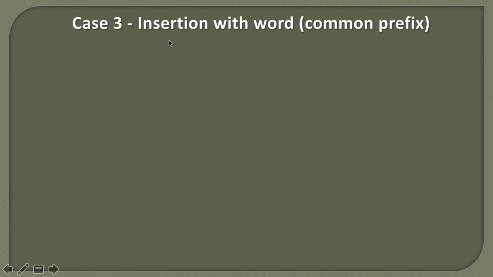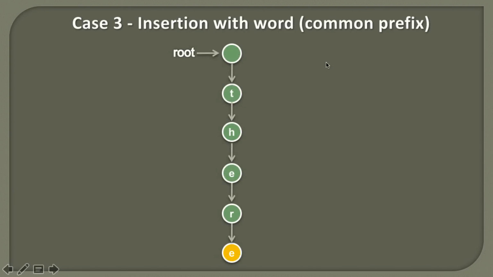Friends, use case 3 is insertion of a word which has a common prefix. So here you can see in our trie there is already one word there. And let's say we want to insert the word their. So here you can see both these words have a common prefix. The letters T, H, E are also present here. T, H, E. So these three letters are common to both words. So let's see how we can insert their into this trie.